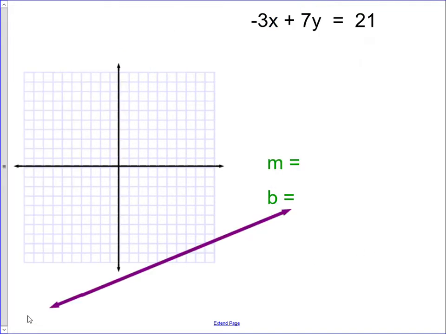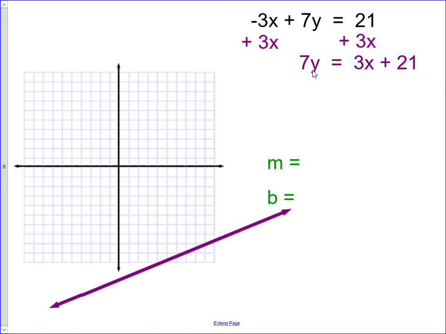Sometimes you're going to be given an equation that is not in slope-intercept form, so we're going to have to rearrange it. Here we have negative 3x plus 7y is equal to 21. Well, we want to get y isolated, so the first thing we're going to do is add 3x to both sides. When we add 3x to both sides, we're left with 7y is equal to 3x plus 21.